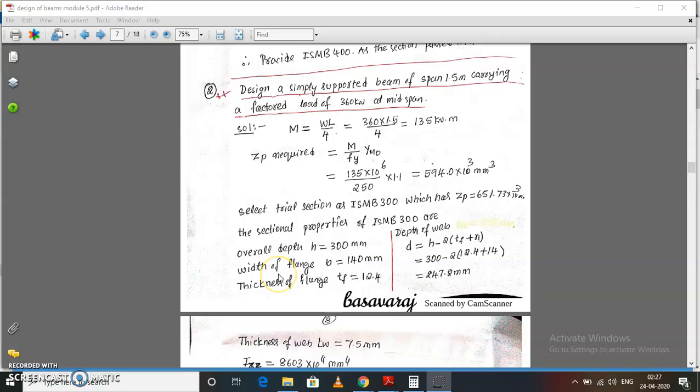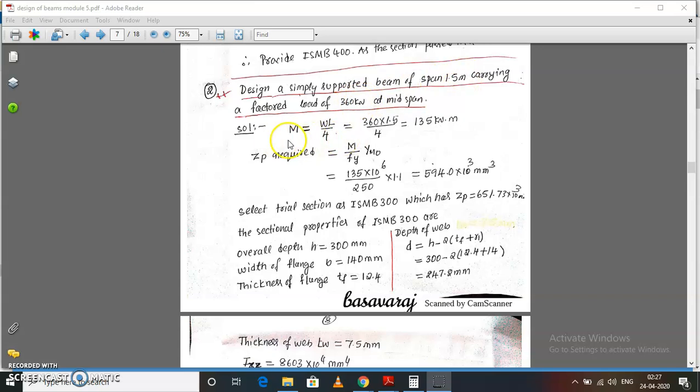So today we will see the next problem on design of beams. The problem is: design a simply supported beam of span 1.5 meter carrying a factored load of 360 kilonewton at mid span. Means it is a simply supported beam carrying a point force at the middle of the beam. The intensity of the force is 360 kilonewton, span is 1.5 meter.